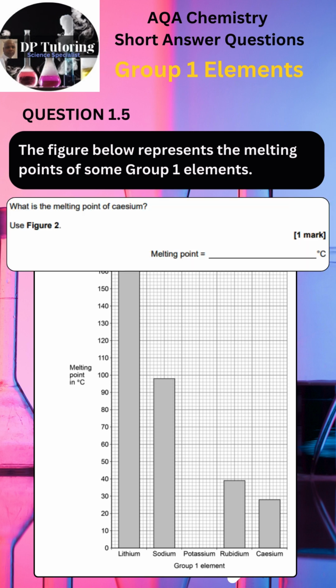Part 5 of the question asks you to read off the graph and give the melting point for cesium. Pause the video and read the data off the graph before you continue.